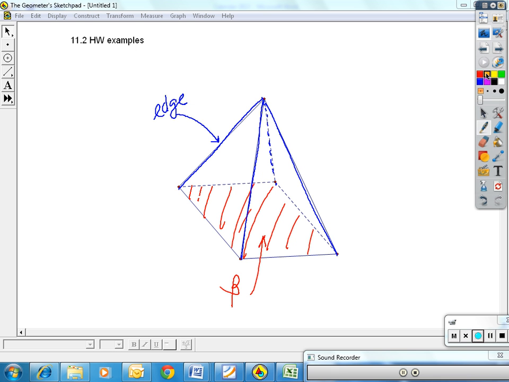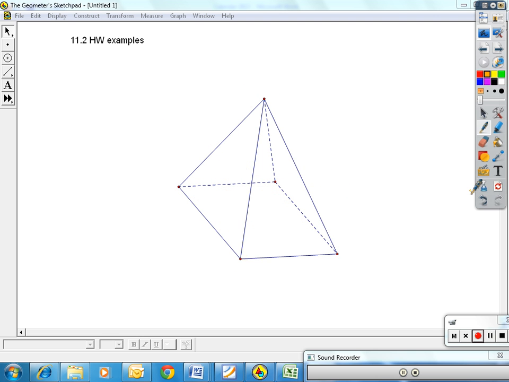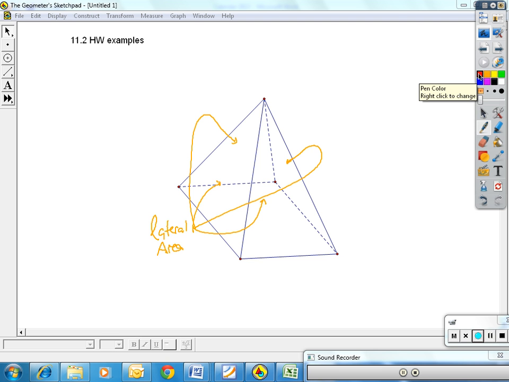Again, we have lateral area. This triangle here with this triangle here is lateral area, and then around the back side, on each side, we've got lateral area. So let me clear that off since it's getting a little bit messy. So we've got lateral area, and that's these triangles. Back on that side, and back on that side. We have edges we talked about.